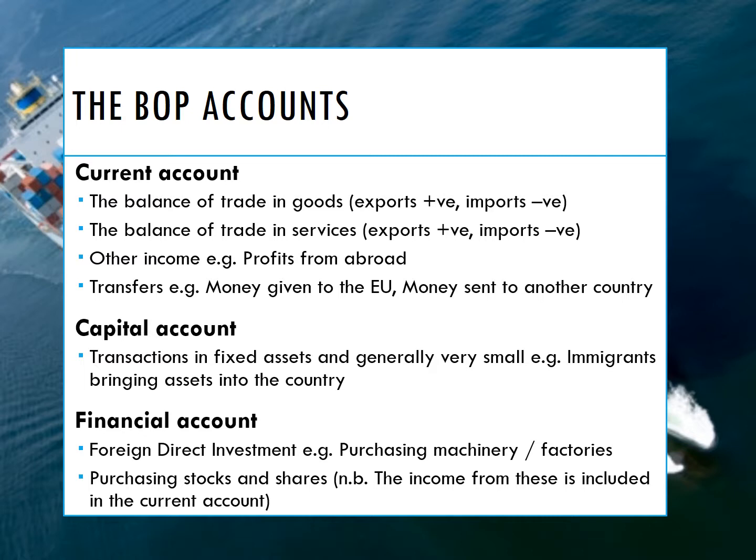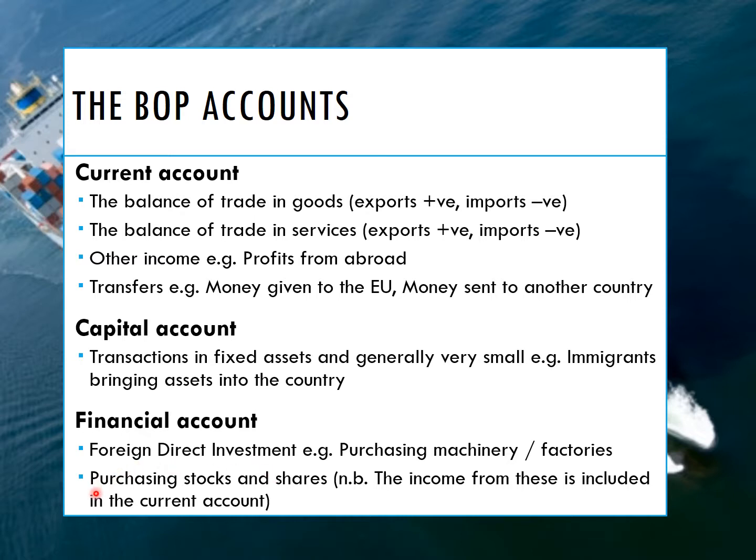In this account, we include things like foreign direct investment. So foreign direct investment, we're purchasing machinery or factories abroad. So say a UK-based company bought and set up a factory abroad, and to do that, money left the country and went to China. That will be a debit on the financial account because that is money leaving the country.